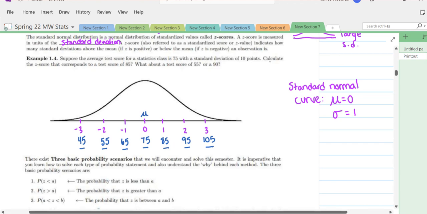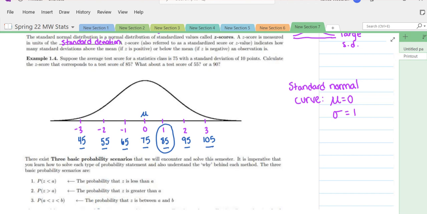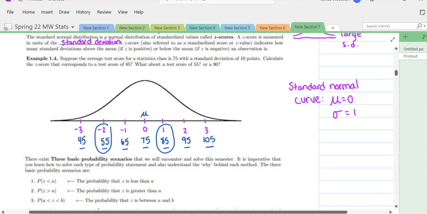So that's what that says: calculate the z-score that corresponds to a test score of 85. That's 1. 85 is 1 standard deviation above the mean. You can clearly see it on the curve. Then what about a test score of 55? Well, 55 is -2, 2 standard deviations below the mean. What about 90? Well, 90 is not on here, but 90 is in between 85 and 95, so that would be 1.5.